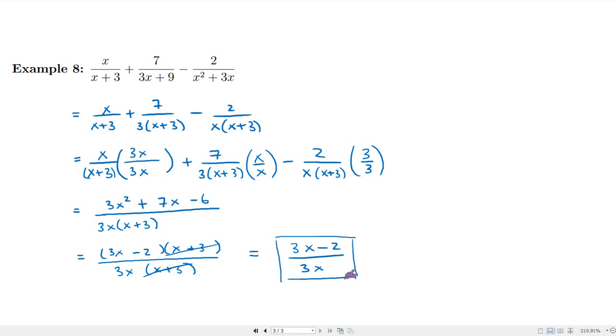You actually could expand this a little bit. This is the same as 1 minus 2 over 3x, but this is perfectly fine. Don't overcomplicate it if you don't need to. This is perfectly fine as is.